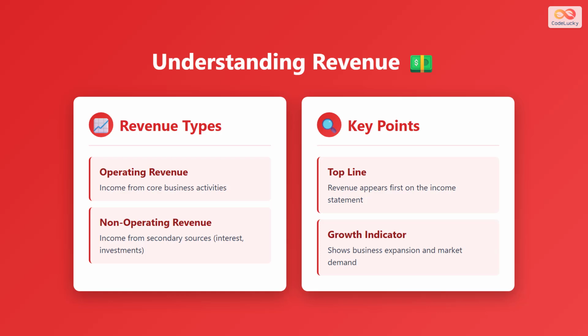Revenue is the starting point of any income statement and represents all money coming into the business. There are two main types: operating revenue, which comes from your core business activities like selling products or services, and non-operating revenue, which includes income from secondary sources such as interest earned on savings or returns from investments. Revenue is called the top line because it appears first on the income statement. Growth in revenue is a strong indicator of business expansion and increasing market demand for your offerings.